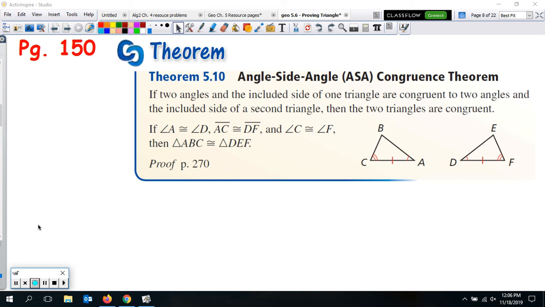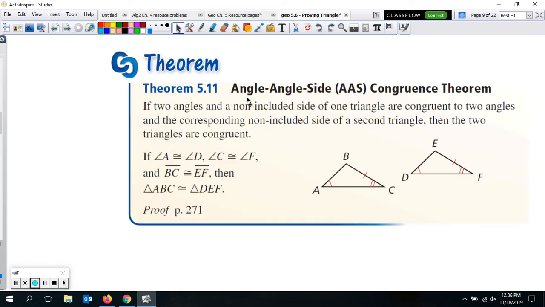Okay, so here we are with our first theorem, angle side angle, the ASA congruence theorem. As we can see on our diagrams, we have two angles and a side that's included. So it's an included side this time. We've talked about SAS, where it was two sides and an included angle. This would be two angles and an included side. That's what it's saying here: two angles and the included side of one triangle are congruent to two angles and the included side of the second triangle. That means that's all you would need to show that those two triangles are congruent. So you have two angles and the side in between those two angles congruent. That's all you would need to have a congruence statement.